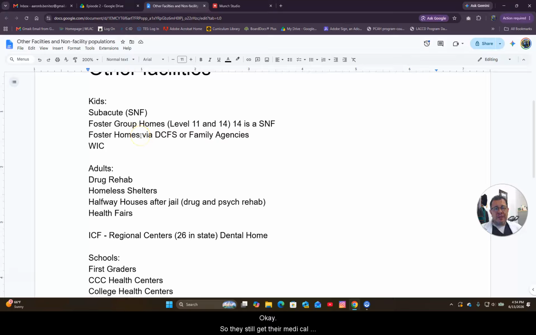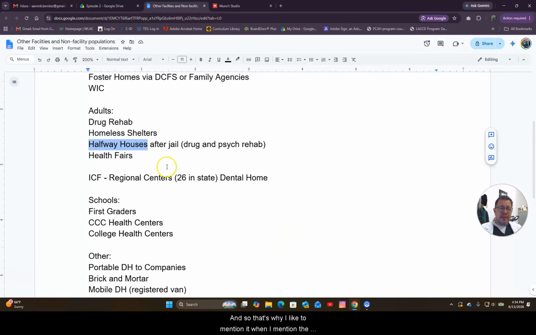Okay. So they still get their Medi-Cal benefits and they get public assistance and they even get to live in places that are, for example, halfway houses. So instead of thinking of it as after jail, think of it as after leaving the foster system. We do a lot for this population in this state, and I love it, but not a lot of people in healthcare know about this. And so that's why I like to mention it when I mention the halfway houses.